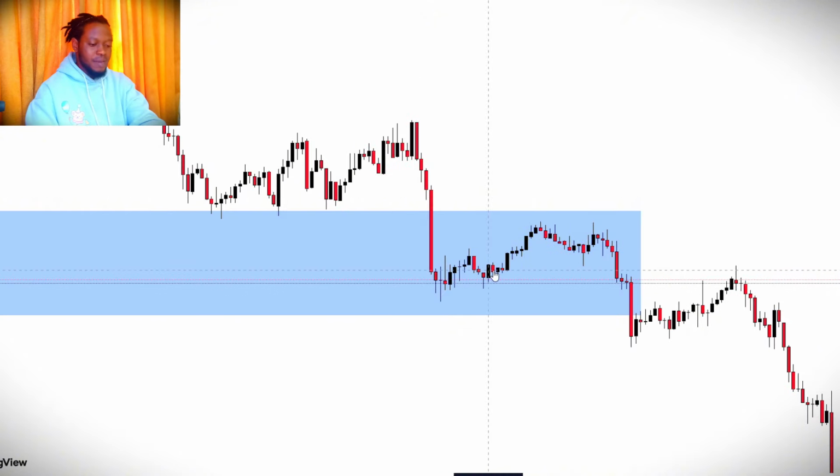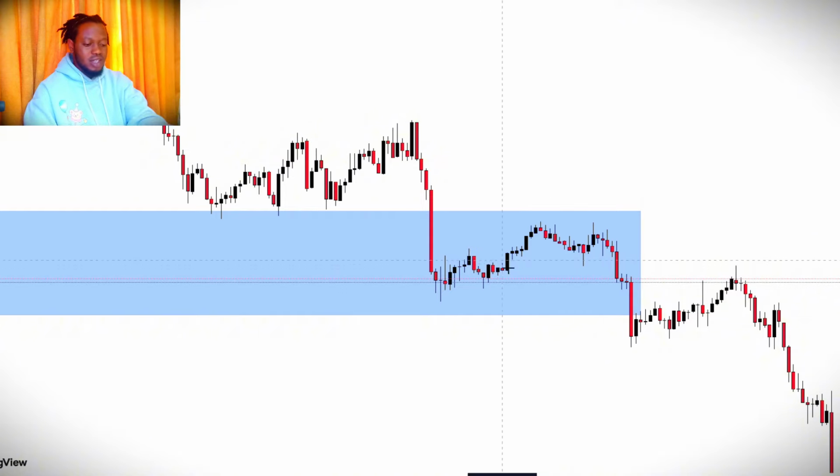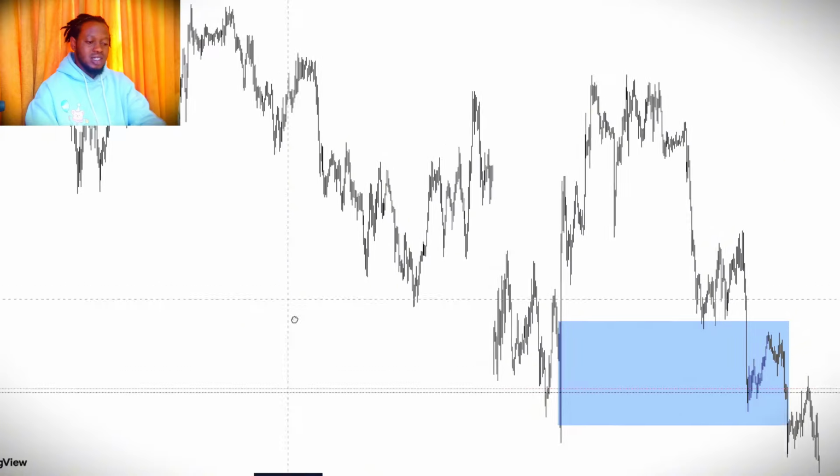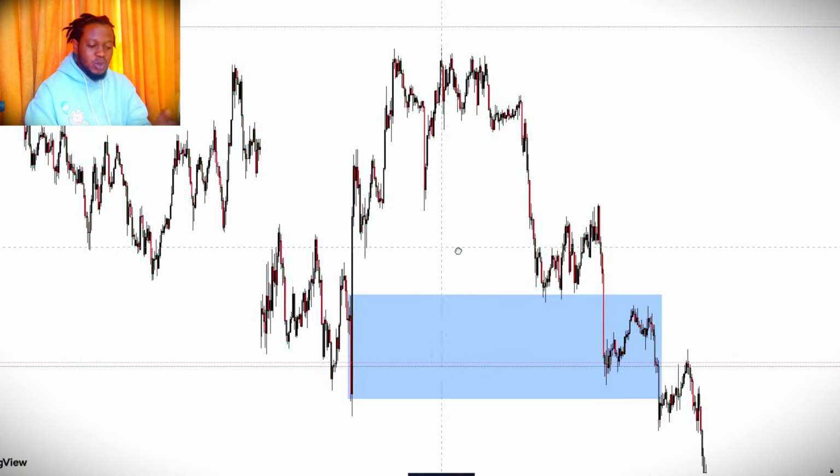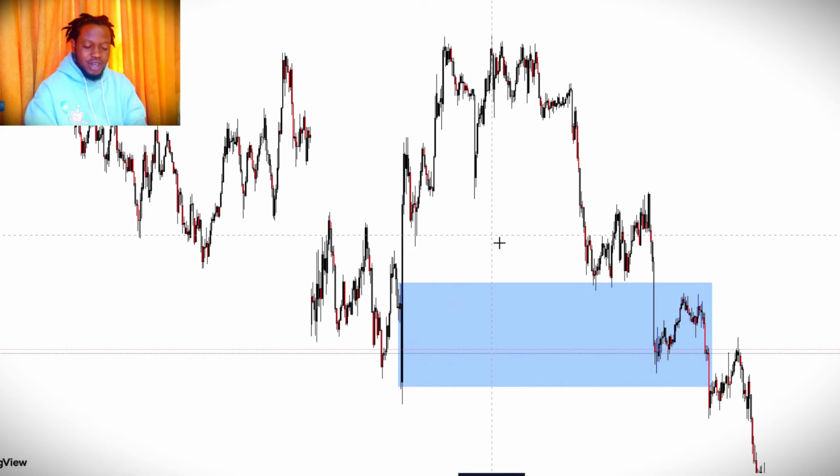As you can see here, price did not give us any bullish engulfing candlestick. You can see that the bullish candlesticks here are just small candlesticks. No indication that the buyers have stepped into the market. No engulfing candlestick here, as you can see clearly. Now, also you can see that this is a downtrend. You have no business buying using an order block when you are in a downtrend.